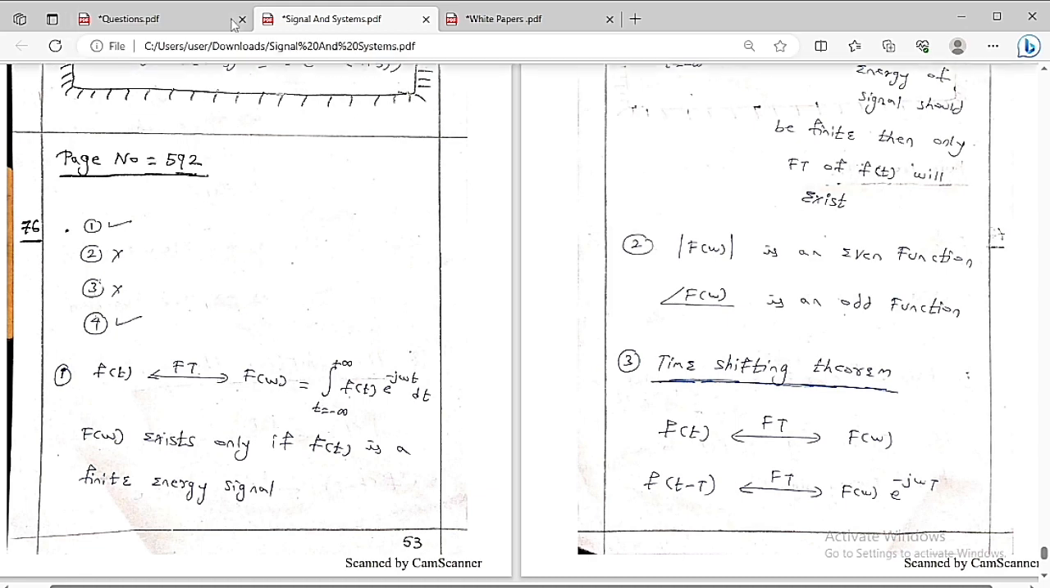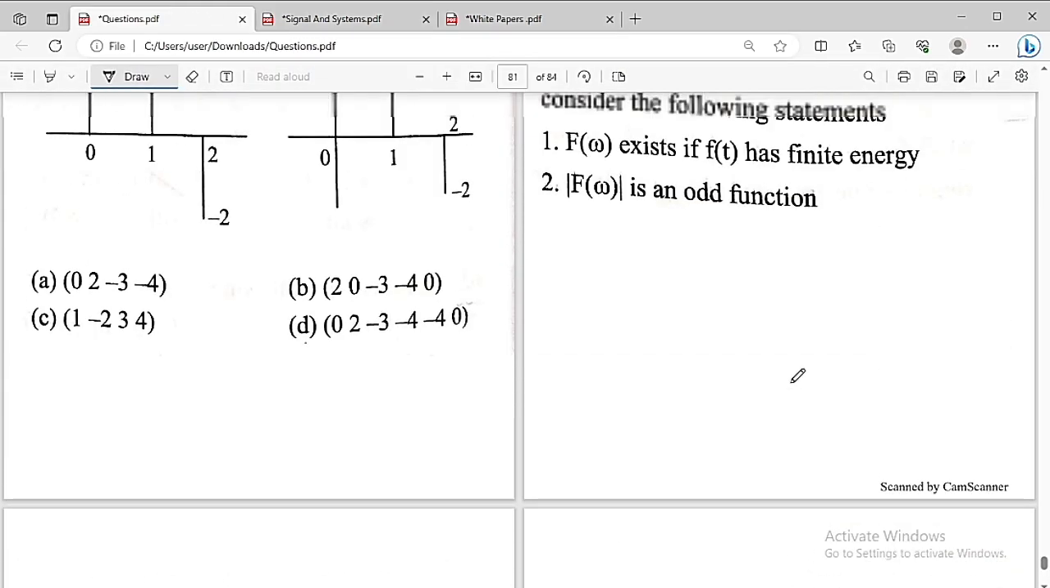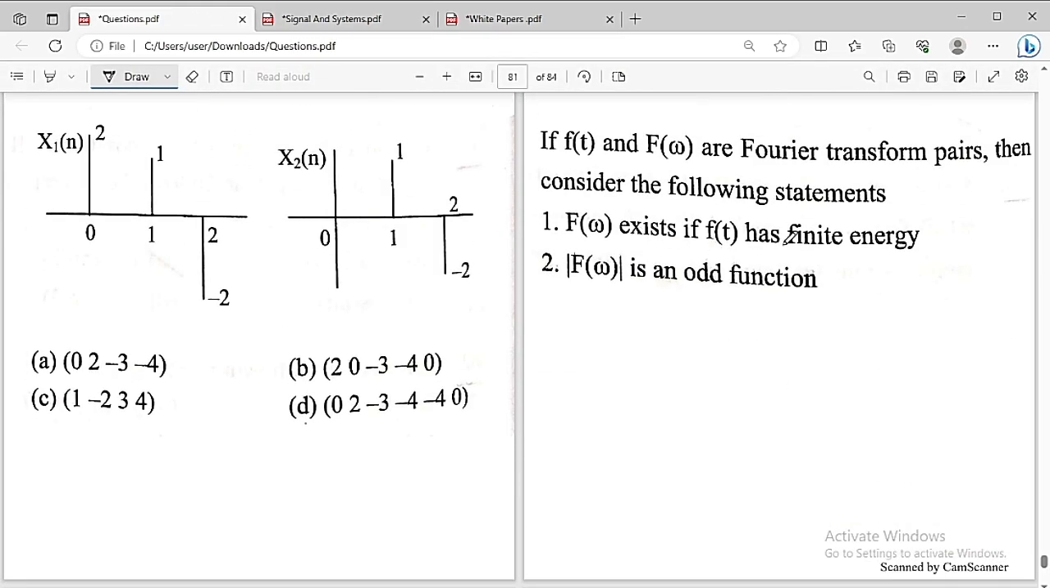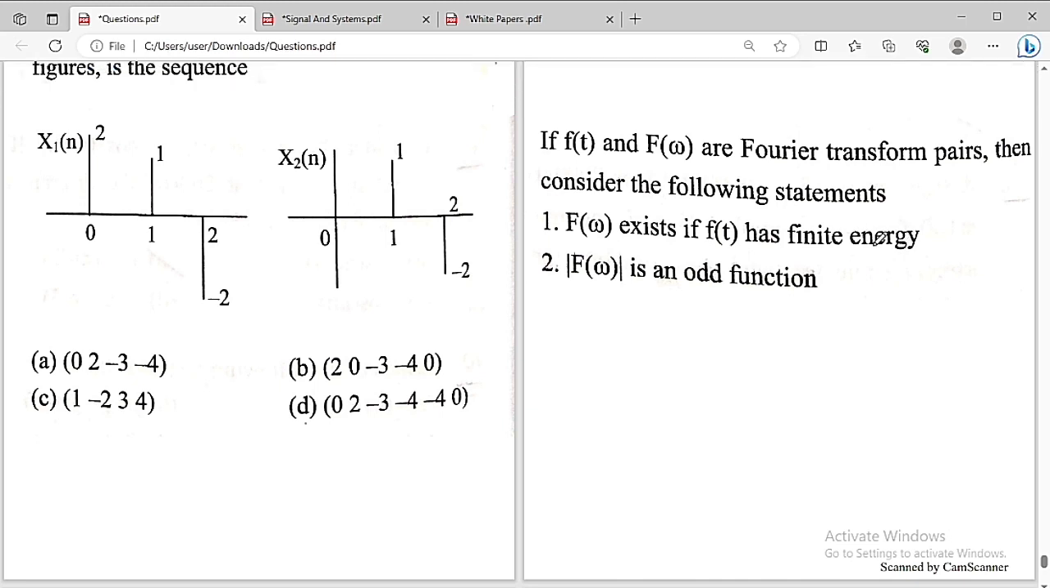So what is statement 1 they have given? F of omega exists if f of t is a finite energy signal. Yes. Whenever f of t is an energy signal, finite energy means it is an energy signal, then f of t is absolutely integrable. So therefore, the Fourier transform is going to exist. So statement 1 is correct. Whenever a given signal is an energy signal, or it has finite energy, by default we can say the signal is absolutely integrable, or absolutely summable. So therefore, we consider the Fourier transform to exist.